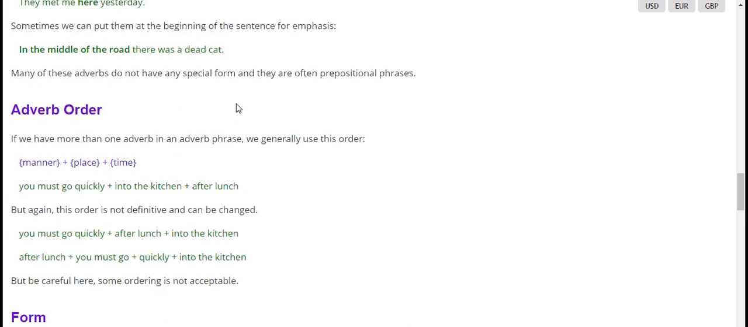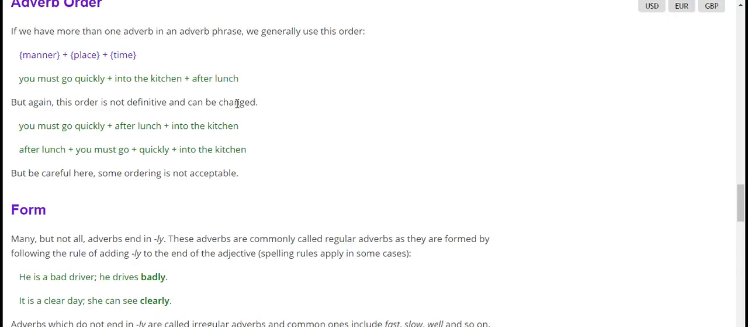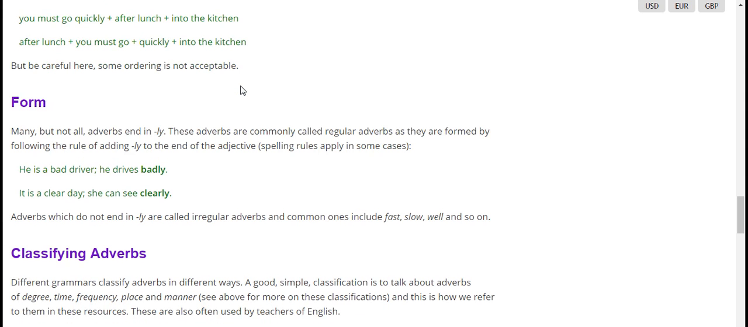Adverb order. If we have more than one adverb in an adverb phrase, we generally use the order manner, place, time. You must go quickly into the kitchen after lunch. But again, this order is not definitive and can be changed. You must go quickly into the kitchen after lunch, or after lunch you must go quickly into the kitchen.